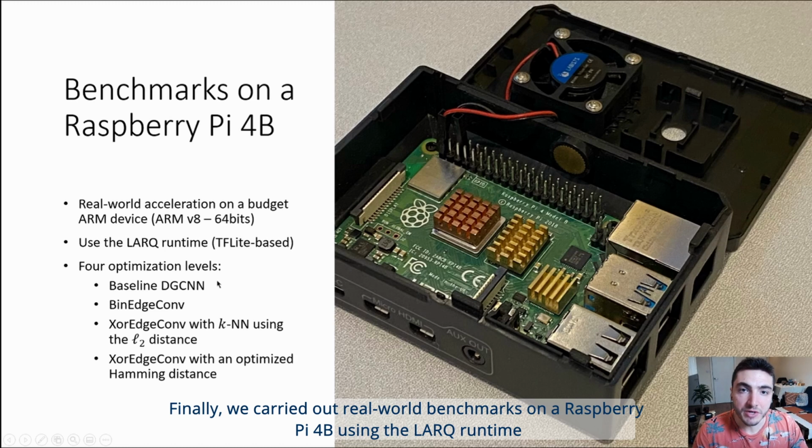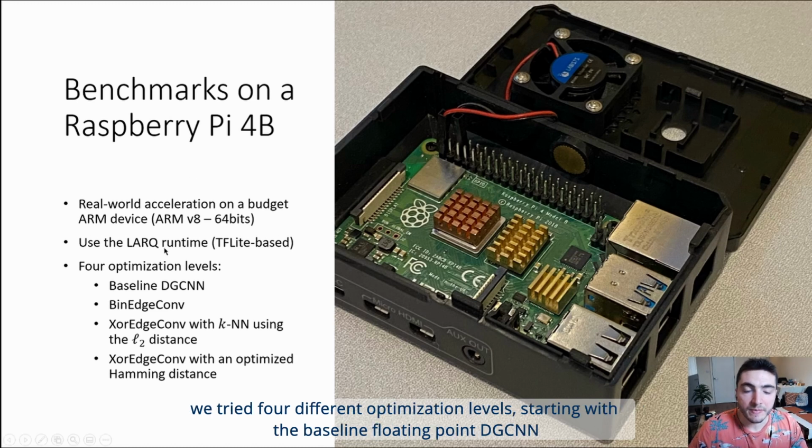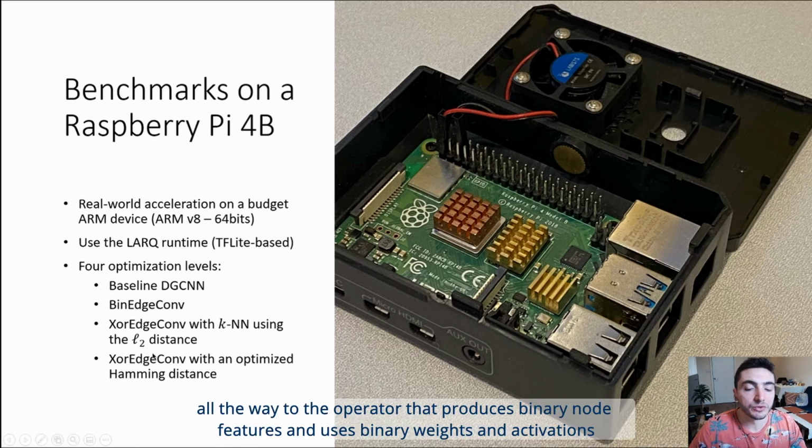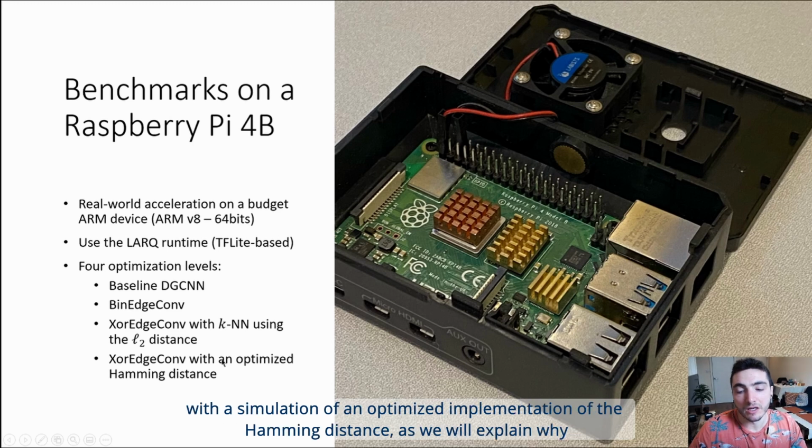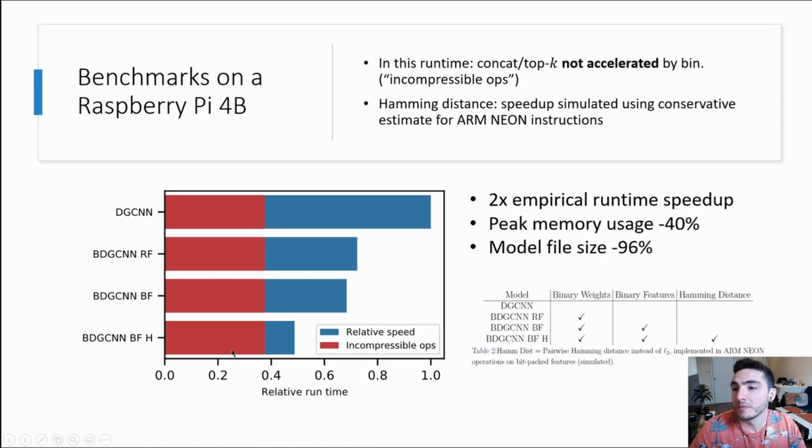Finally, we carried out some real-world benchmarks on the Raspberry Pi 4B using the LARQ runtime. And we tried 4 different optimization levels, starting from the baseline floating point GCNN, all the way to the model that uses the operator that produces binary node features and uses binary weights and binary activations, with an optimized, or rather a simulation of an optimized Hamming distance implementation, as we will explain.